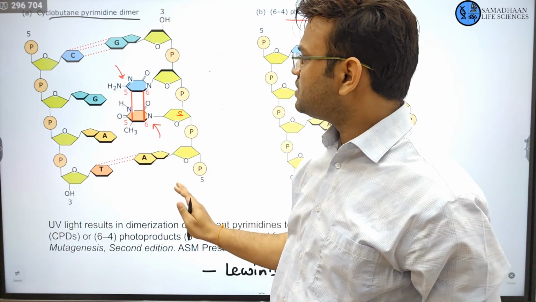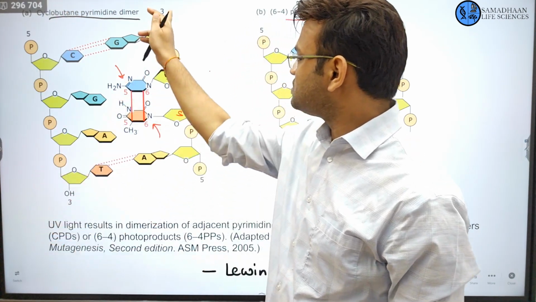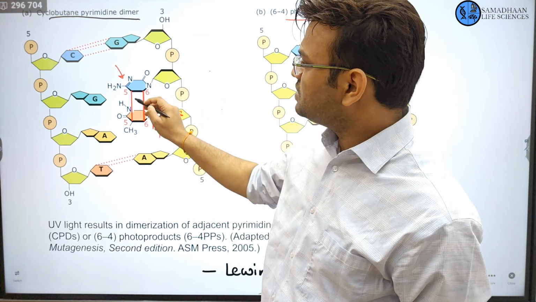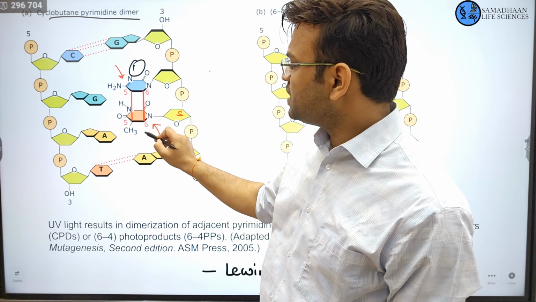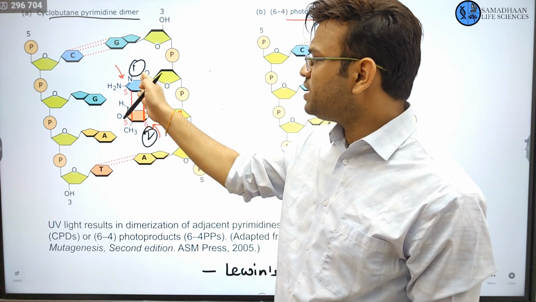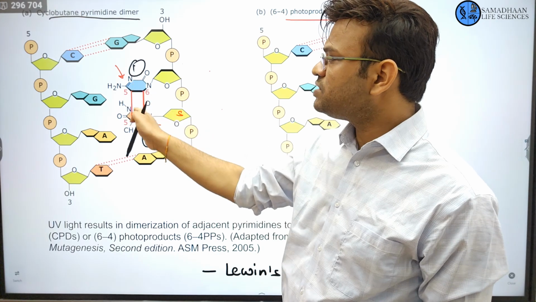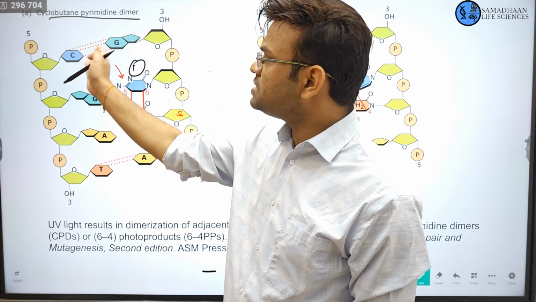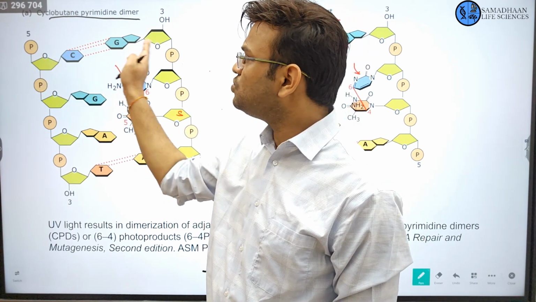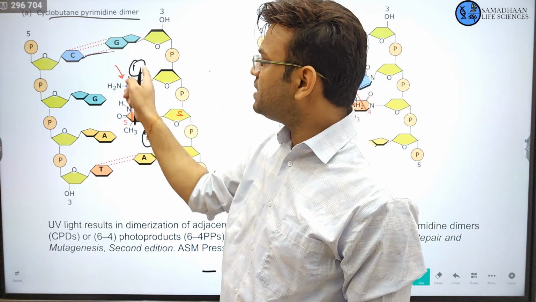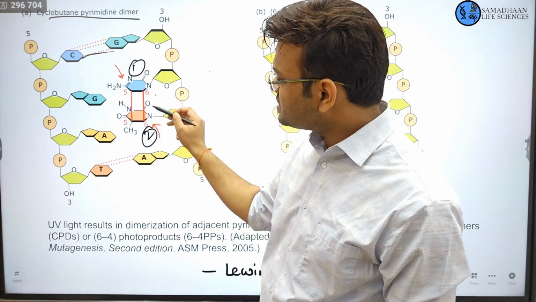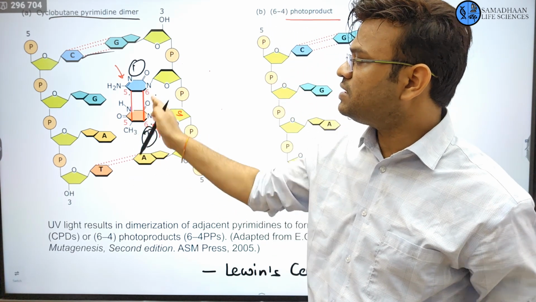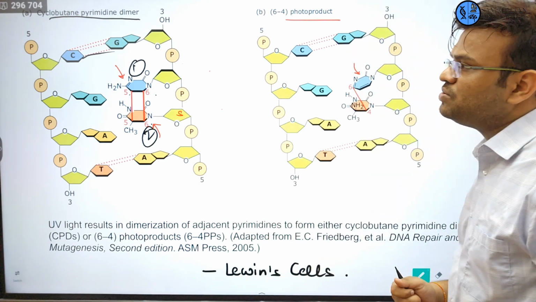So this is the first strand, this is another strand, 5 prime to 3 prime, and this is 3 prime to 5 prime. In this strand, you can see the two nitrogenous bases, this is the first nitrogenous base and this is the second nitrogenous base. The bonding is being seen between the two nitrogenous bases on the same strand. This should not have been seen. Actually, the bonding should be seen between the nitrogenous bases of two anti-parallel strands rather than on the same strand. So you can see that 6 and 6, 5 and 5 are bonding together, and this kind of damage is treated by nucleotide excision repair.